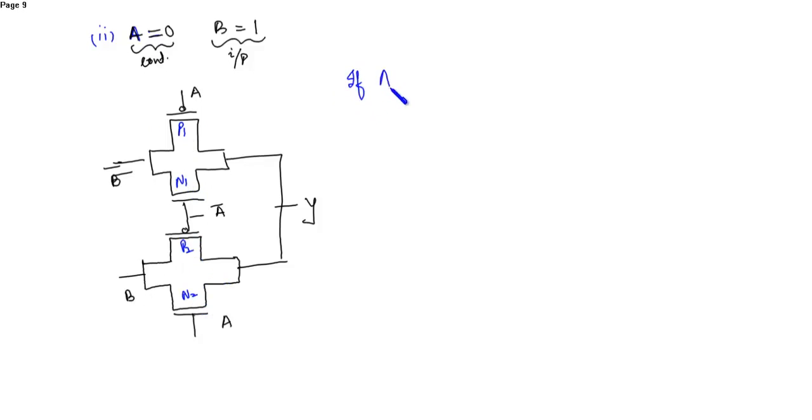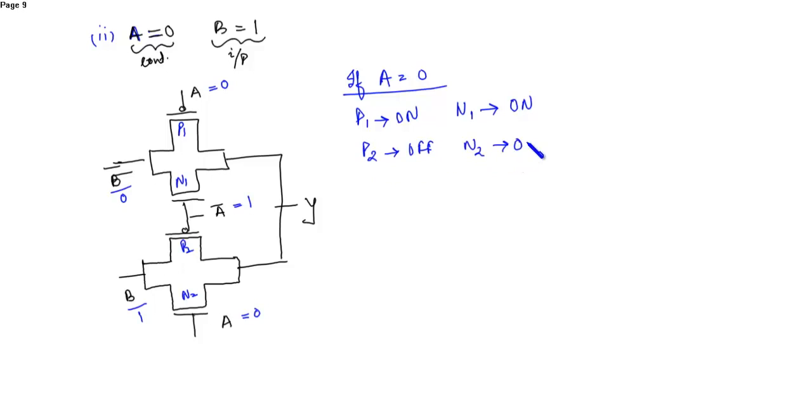So if A is equal to 0, in this case what will happen? If A is 0, then A bar is 1, A is 0. Here B bar will be 0 since B is equal to 1. So if A is 0, then P1 is activated. So P1 will turn on. If A is 1, then N1 will turn on. A bar 1 then. So P2 will turn off, and N2 will also turn off in this case.